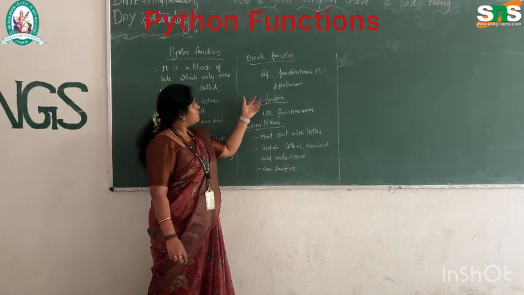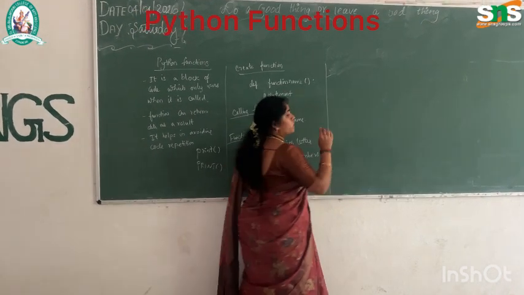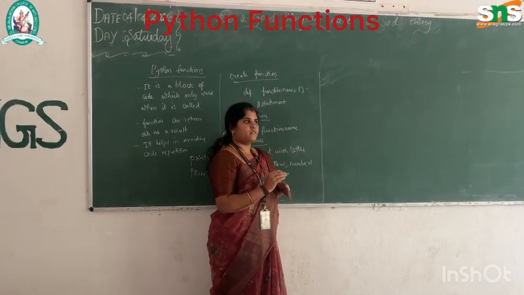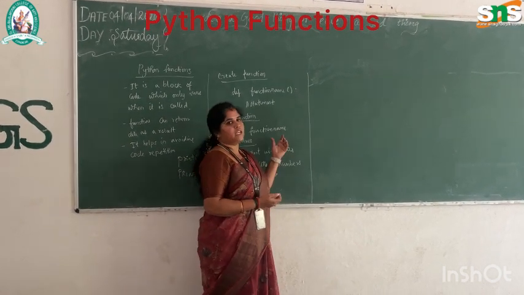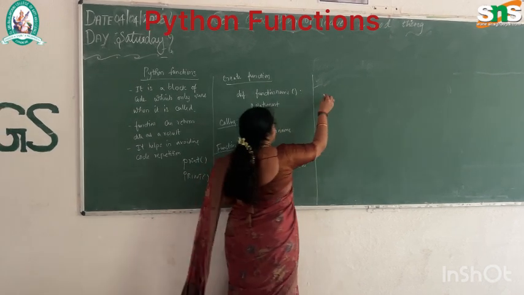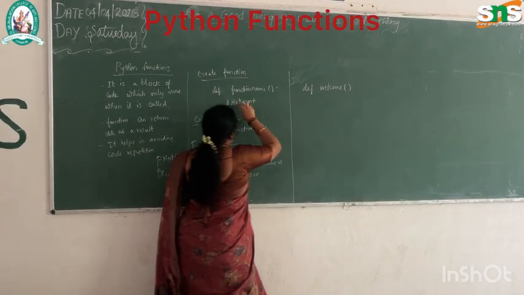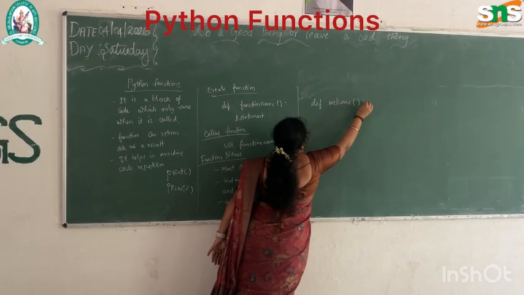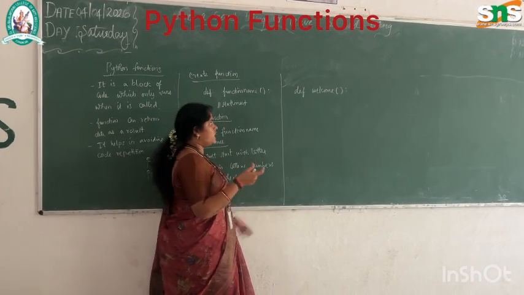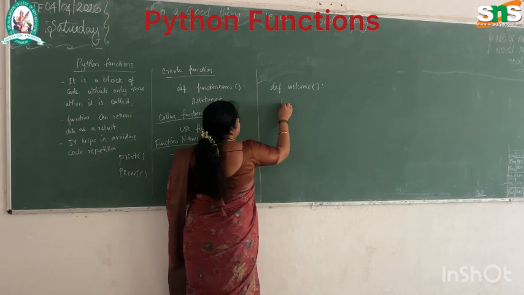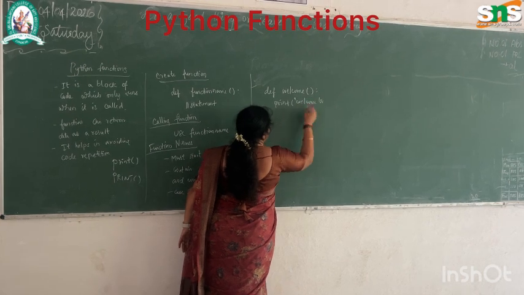Let us see with an example. How are we going to create the function? I want to create a function called welcome, because the welcome message is to be printed at least 10 times. So I have created a function called welcome. Here the function name is replaced with welcome, followed by a colon. Here I give the statements to be executed while calling this function. I have given print welcome to class.